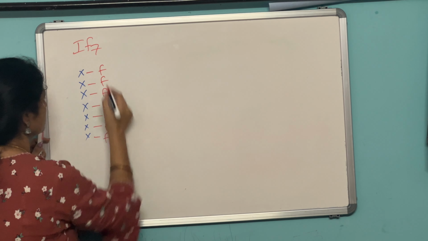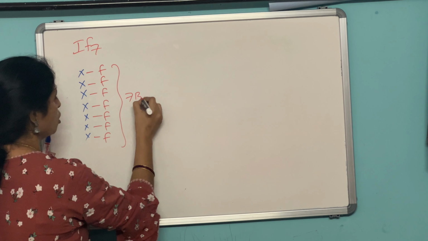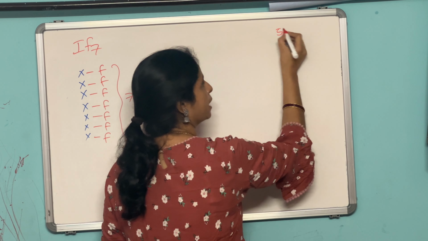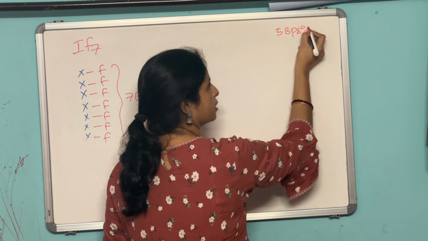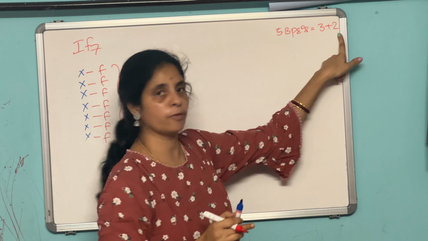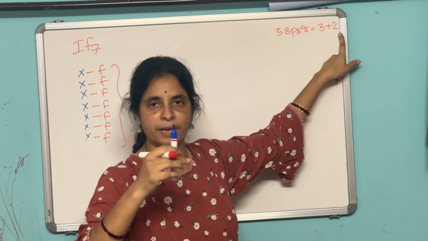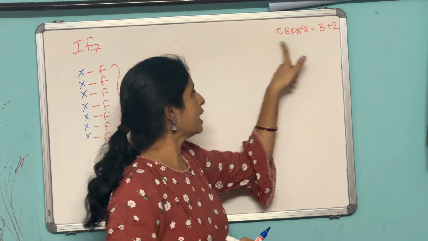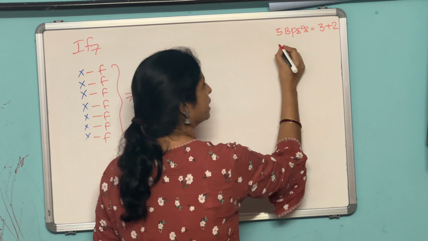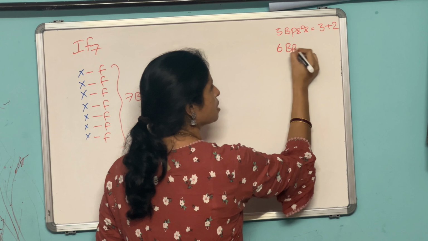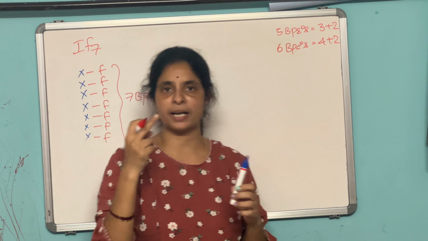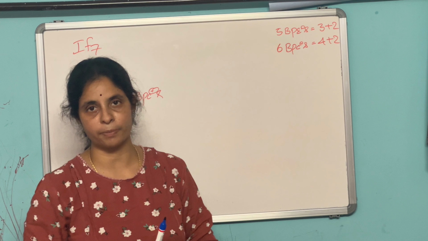So how many bond pairs altogether? 7 bond pairs of electrons. Now if it is 5 bond pairs of electrons, it is 3 plus 2. The 2 atoms, one will occupy above the plane and another below the plane of a triangle. 3 means triangle. It is a trick I am telling you. If it is 6 bond pairs of electrons, it is 4 plus 2. 4 means square, and the remaining 2 atoms, one above the square and one below the square.